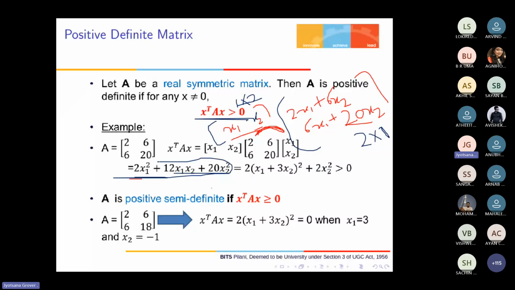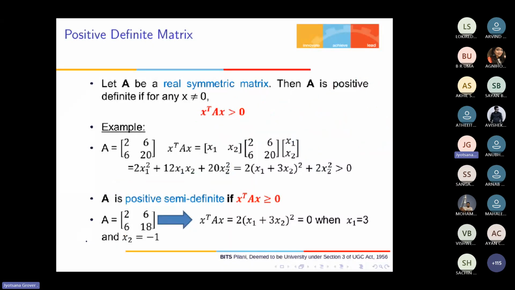Okay. Now you have to somehow try to make it a square, because you want to show that this is greater than 0. So what do you do? You take 2 common. So what do you get? 2x1 square plus 6x1x2 plus 10x2 square, right? You have taken 2 common.